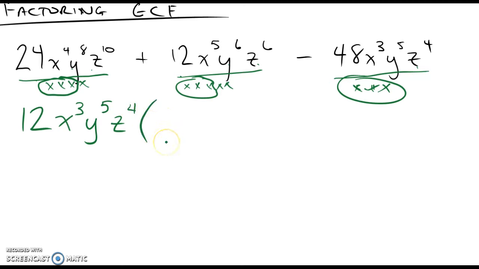And now we're going to write what's left. So we took out 12; 24 divided by 12 is 2. We took out 3 x's, so we just have one more x left. We took out 5 y's, so now we're going to leave 3 y's in there.